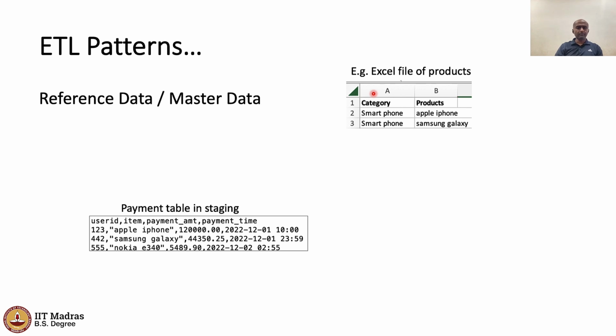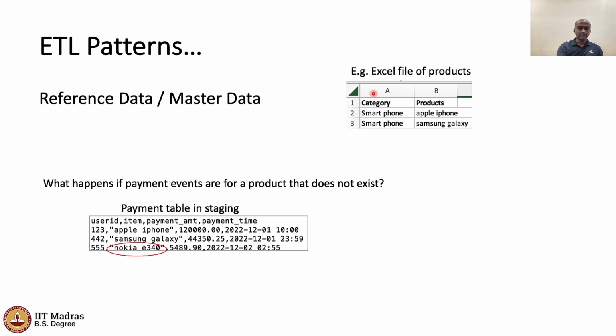Okay, so let's take a look again at the payment table that's become a friend now from the previous example. Same payment data. Here, what happens if you now see payment information for an item that does not exist in your Excel file of products?